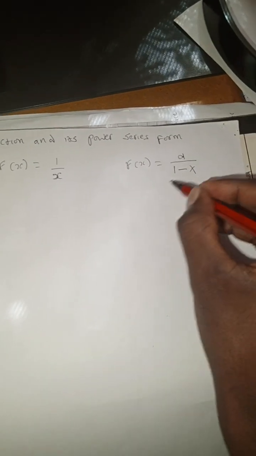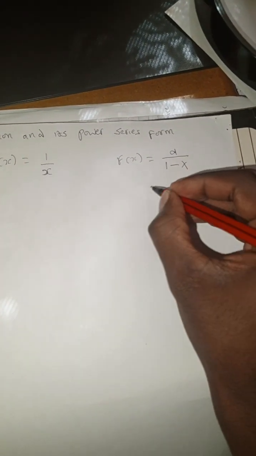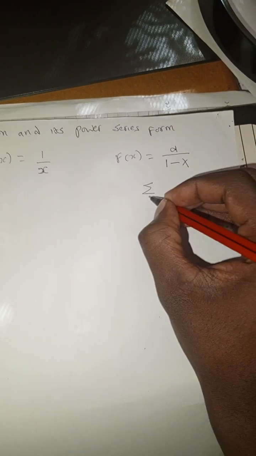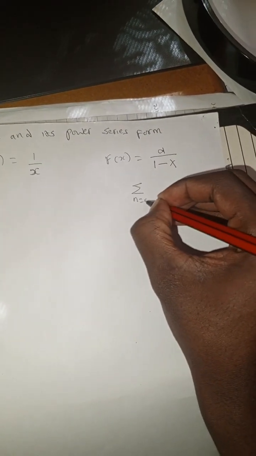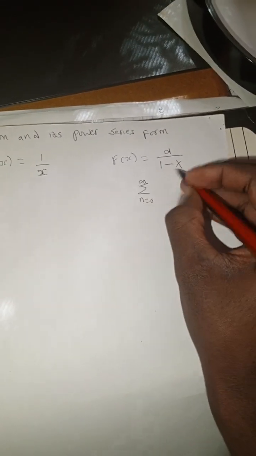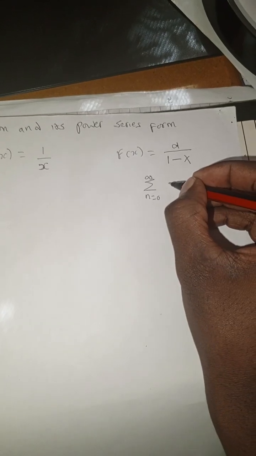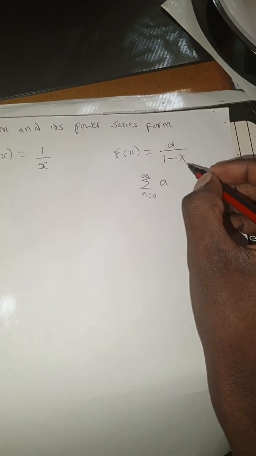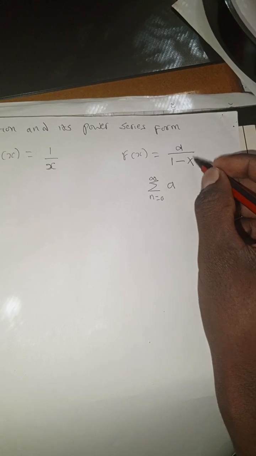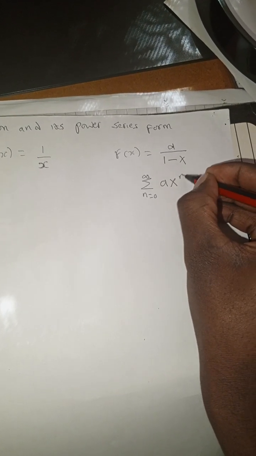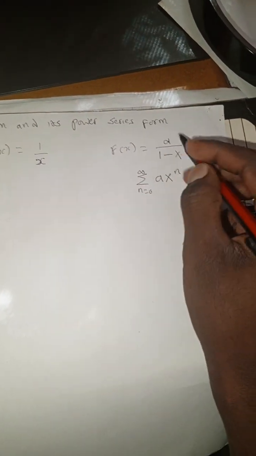This is the form we need to put this function in, because when it is in this form we can just go ahead and write the power series form in this way. We're going to set n equal to 0 up to infinity, then we get our a, which is just the first term, and multiply it with x raised to the power n. But before we solve that, I need to show you another form for this one.